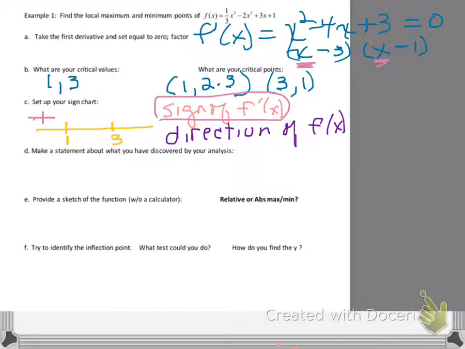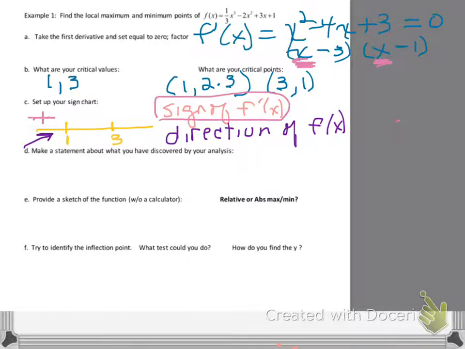So what's the direction of my function if my slope is positive? Well, the direction of my function is going to be going in this direction. My function will be increasing. Alright, now check a number between 1 and 3. So let's check 2. And we're going to put our 2 right here and right here.